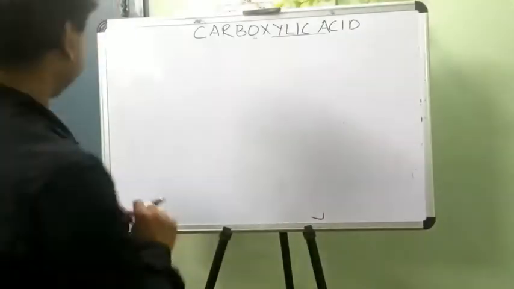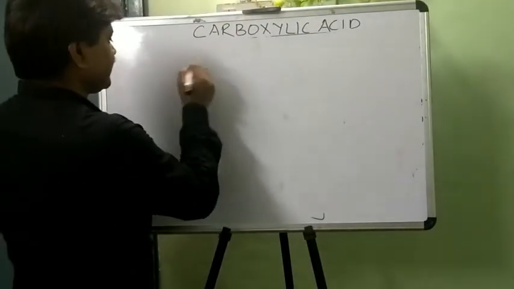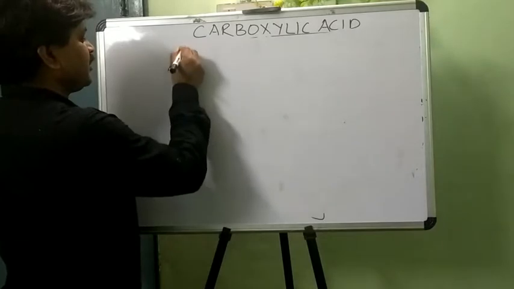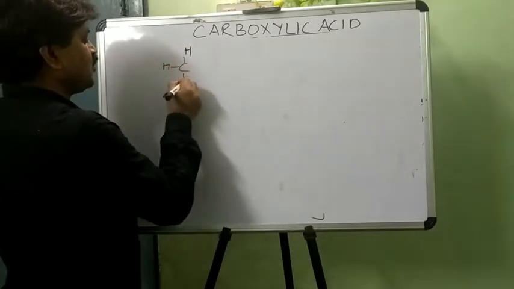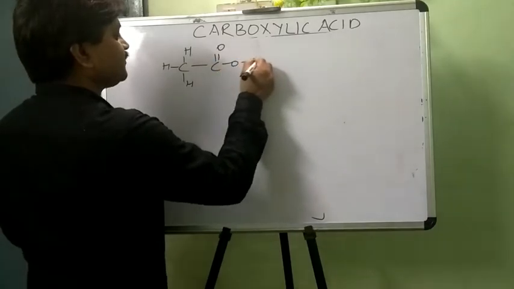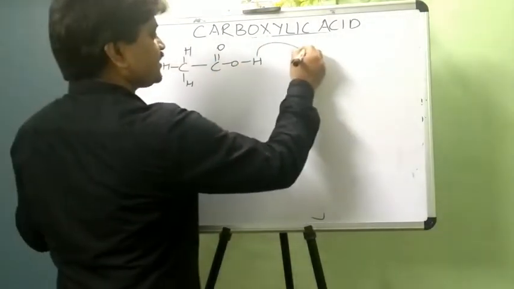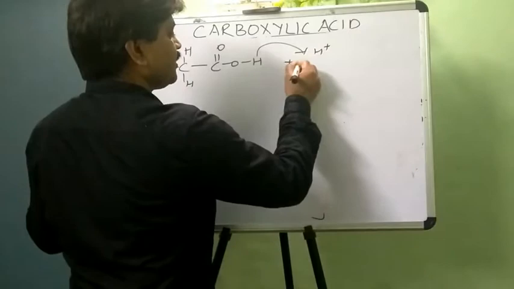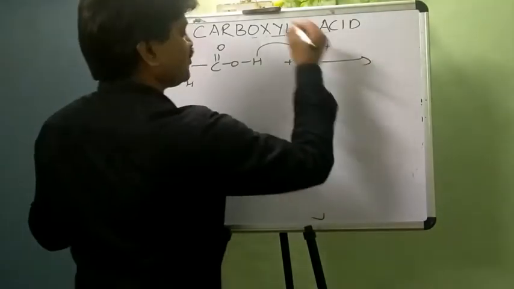You know that the acidic character of an acid depends upon the removal of H plus ion from the OH part of carboxylic acid. This is COOH. When this acid releases H plus ion, it shows its acidic property in the aqueous medium.